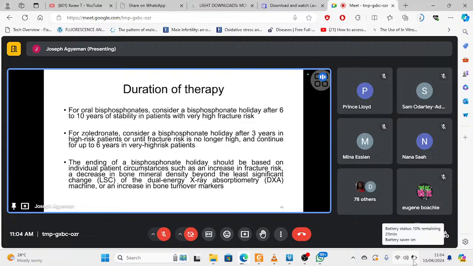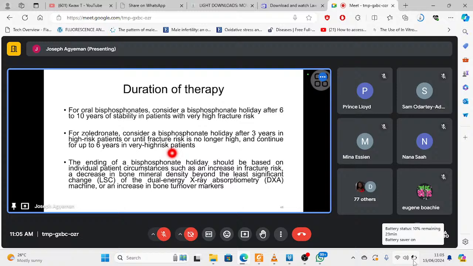All of them can take them for 5 years, but for zoledronate, they are saying you can consider a bisphosphonate holiday when you are using zoledronate after 3 years in high risk patients or until fracture risk is no longer. And then typically discontinue, continue for up to 6 years in very high risk.